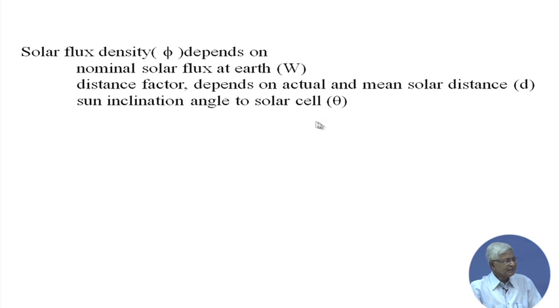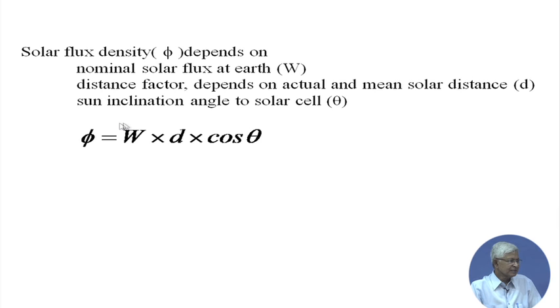One more thing, the solar flux density depends on the nominal solar flux on Earth, similar to the satellite around the Earth. The distance factor depends on the actual and mean solar distance, and also on the inclination angle at which the light is falling. The sun may not always be perpendicular to the solar panel, depending on our attitude, orbit control, etc. Solar panels are also slightly adjusted, and depending on the position of the satellite, it may have a certain angle, that is theta, which may not always be 90 degrees.